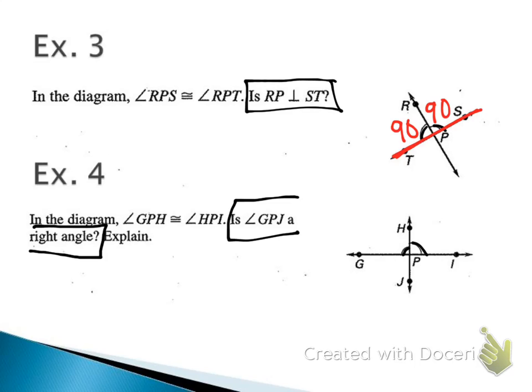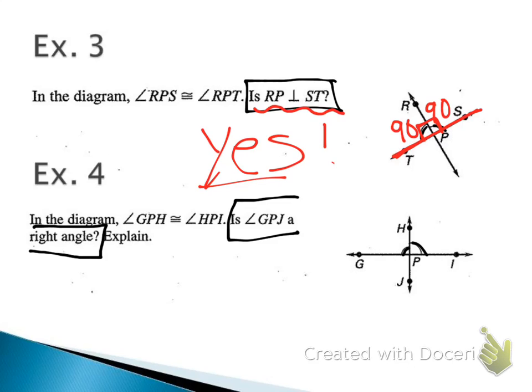If they are 90-degree angles, is that enough information to say that these two lines are perpendicular? Yes, they are perpendicular. 90-degree angles are right angles. So if these are both right angles, then yes, these lines must be perpendicular.